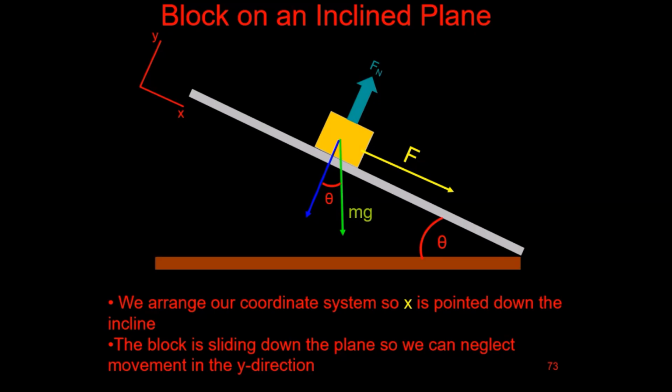To avoid this, we can rotate our entire coordinate system and say that the positive x direction is down the slope. We're looking at this in the frame of reference of the mass. So x is down the slope, meaning this mass is not moving at all in the y direction, but is sliding down the slope in the x direction.